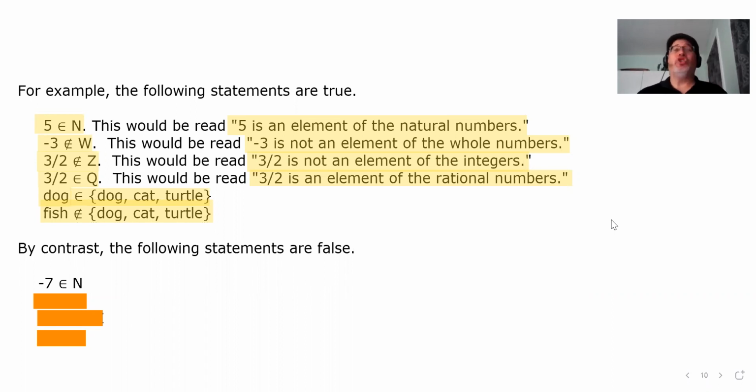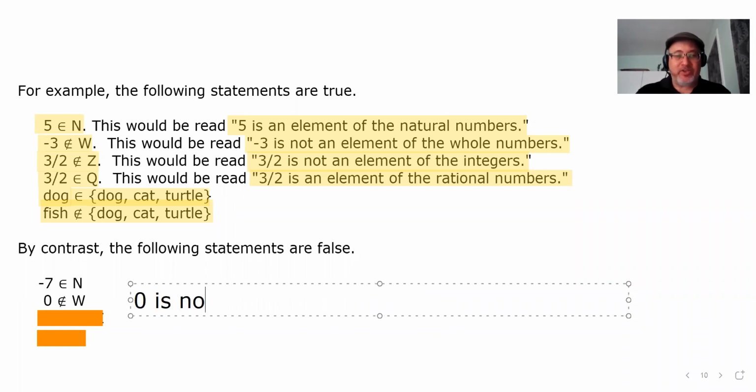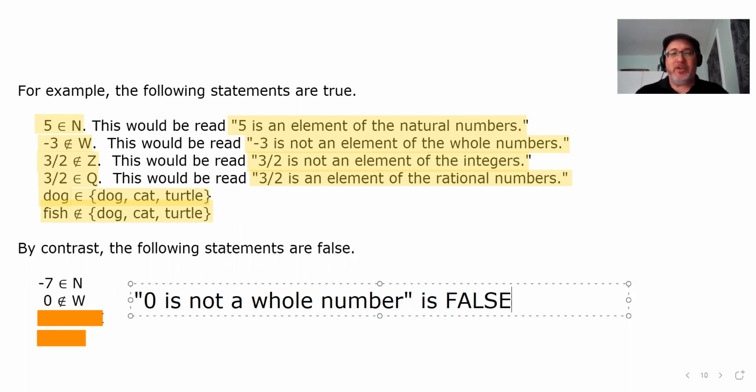In some of your homework, some of the questions ask you, is this statement true or false? So read it and then ask yourself. But -7 is an element of the natural numbers is false because -7 is not an element of the natural numbers. 0 is not an element of the whole numbers is a false statement. Sometimes you just have to say the words and maybe even write them. This second one says 0 is not a whole number. That's what that second statement is saying, but that is a false statement because 0 is a whole number.